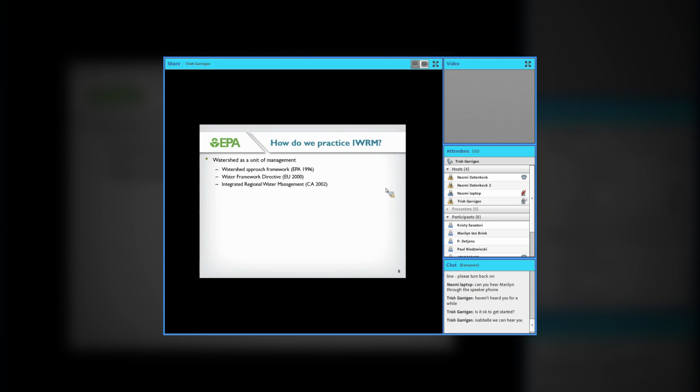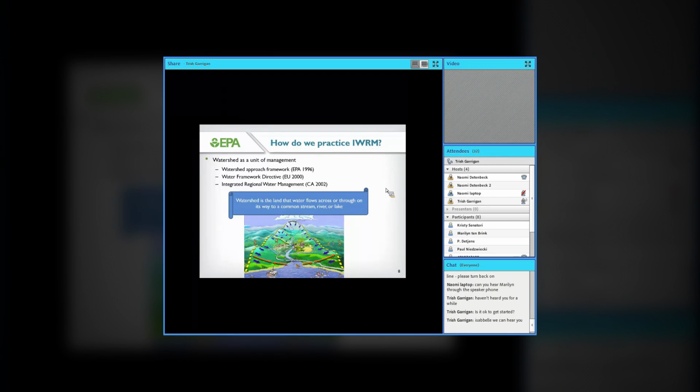So let's quickly review a watershed. A watershed is the land that water flows across or through on its way to a common stream, river, or lake. So any drop of water that falls within the watershed will end up in the same place. It makes a very nice logical and natural unit of management. So let's take a look. If this is going to be our unit of management for integrated management, let's see what it is we need to include when we're considering it.